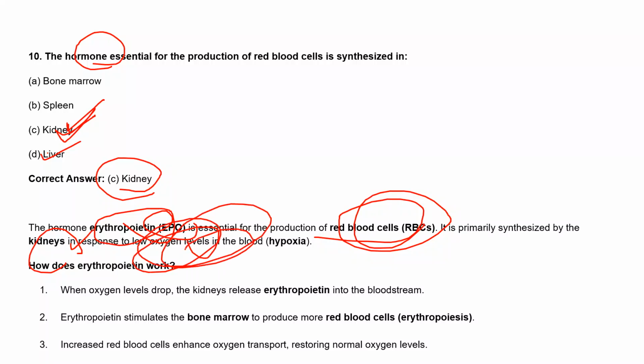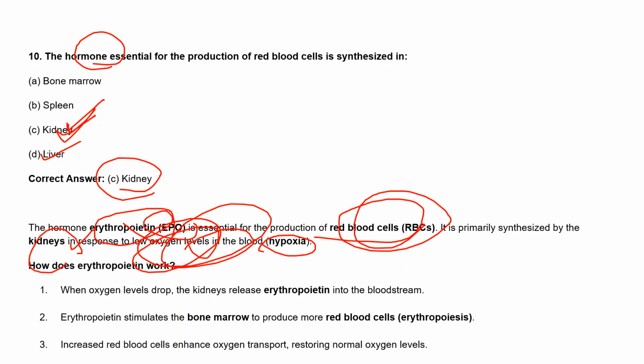Whenever a low oxygen level is detected in the blood, we call this low oxygen hypoxia. Hypo means less, oxia means oxygen. So when less oxygen is detected, the kidney starts producing the erythropoietin hormone, which is very essential for red blood cells, and it is synthesized in the kidneys.